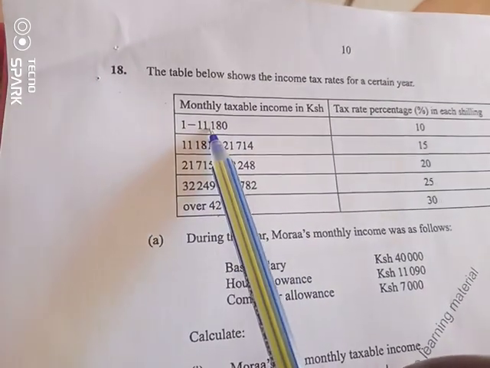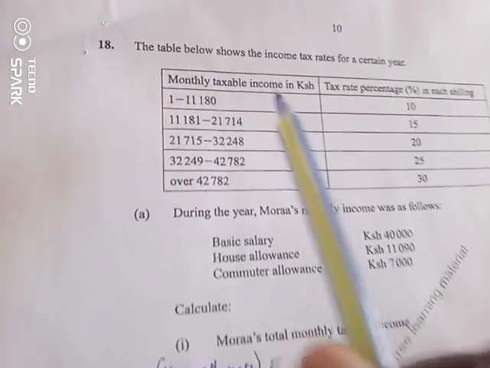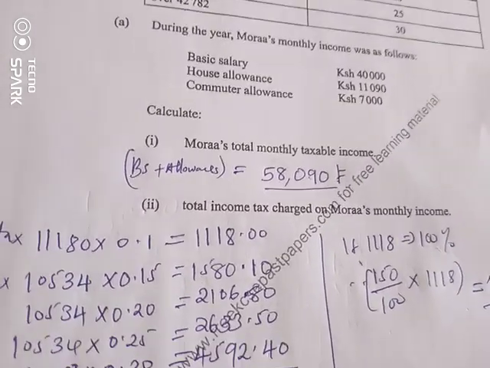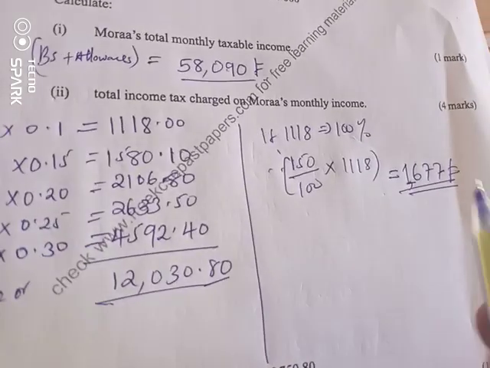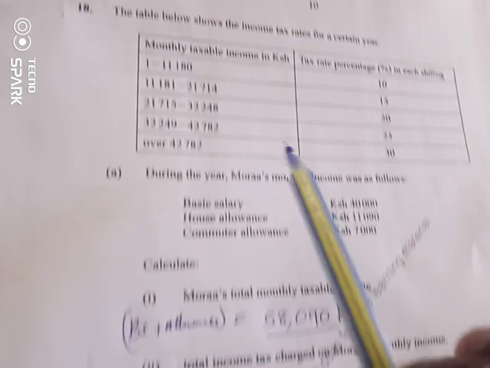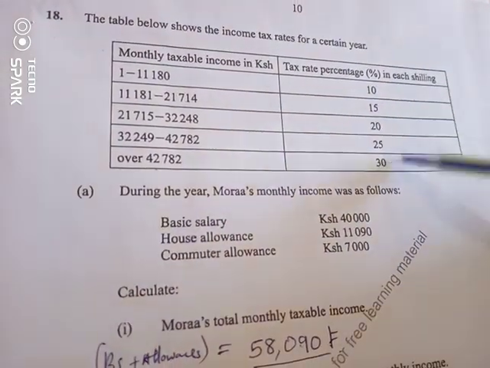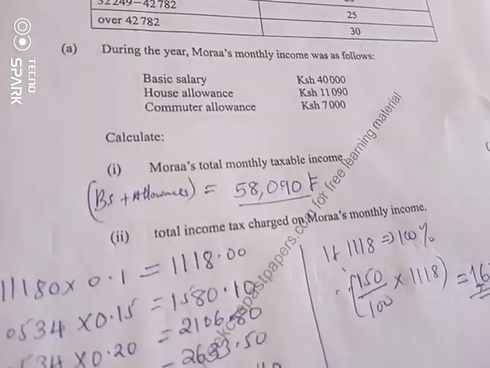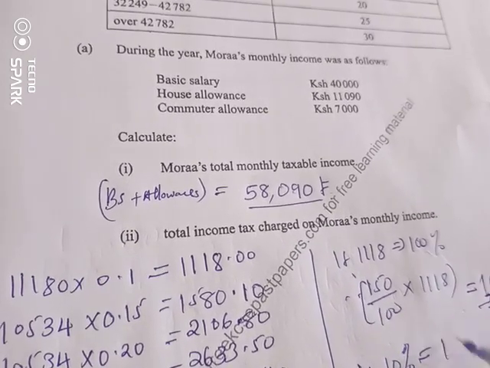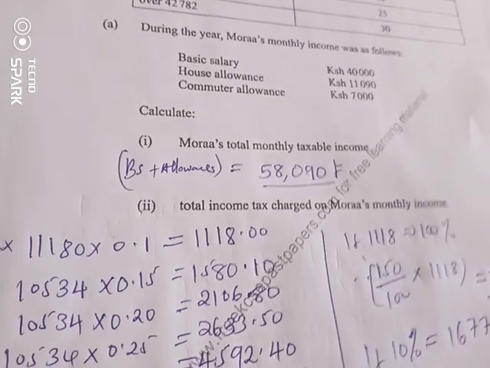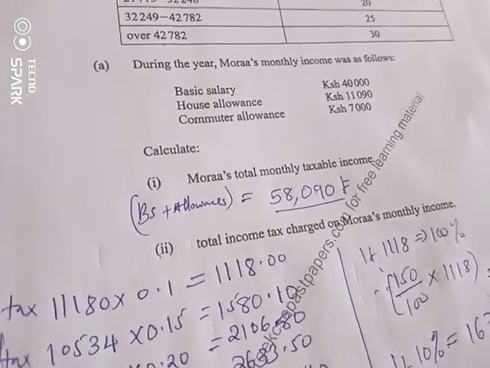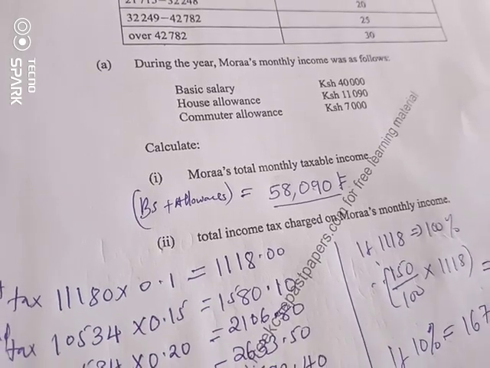We shall not have 11,180. Things will change, so we can work it out here and see how the table shall look. Now, this is equivalent to 10%, and this rate shall remain. So if 10% of some money is 1,677, what about the 100% of all the money that was taxed in that column or in that band?